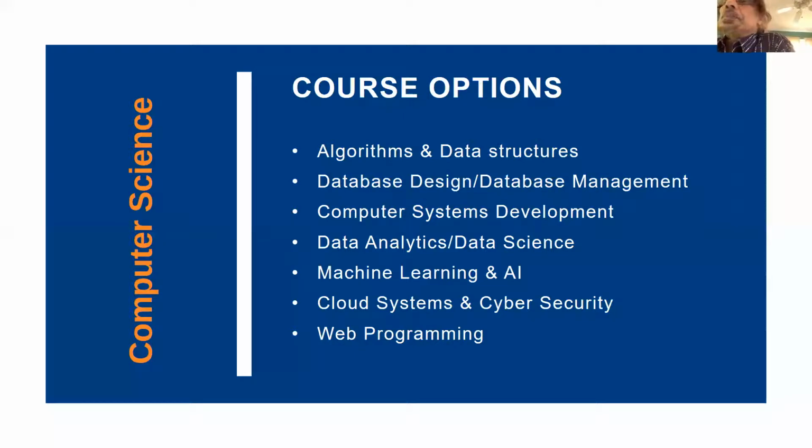Here's a listing of some of the courses we usually offer or we have offered in the last few semesters. So going through this, you'll see that there are basic courses like advanced data structures and algorithms and database, computer systems, and also specialized courses like artificial intelligence, data analysis, cloud systems, cybersecurity, and web programming. So those span most of the current interest in computer science.